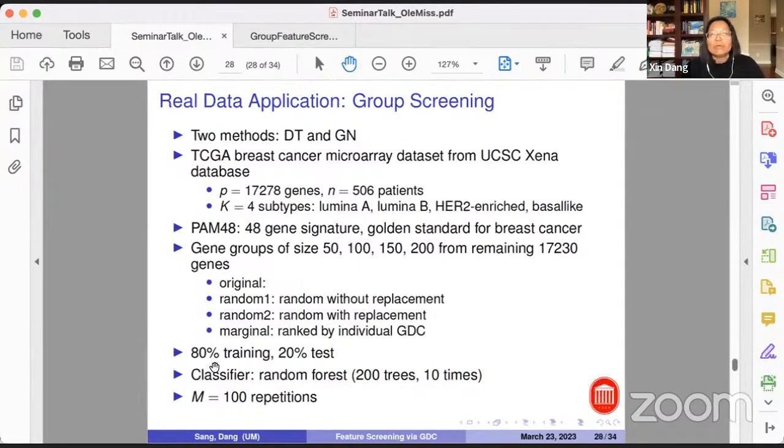For all the data, we randomly use 80% as training data and 20% as testing data, and we use a random forest to do the classification to give the performance of your selected model. Each time we randomly choose 80% for training and 20% for testing, and we repeat 100 times. And this is the result.